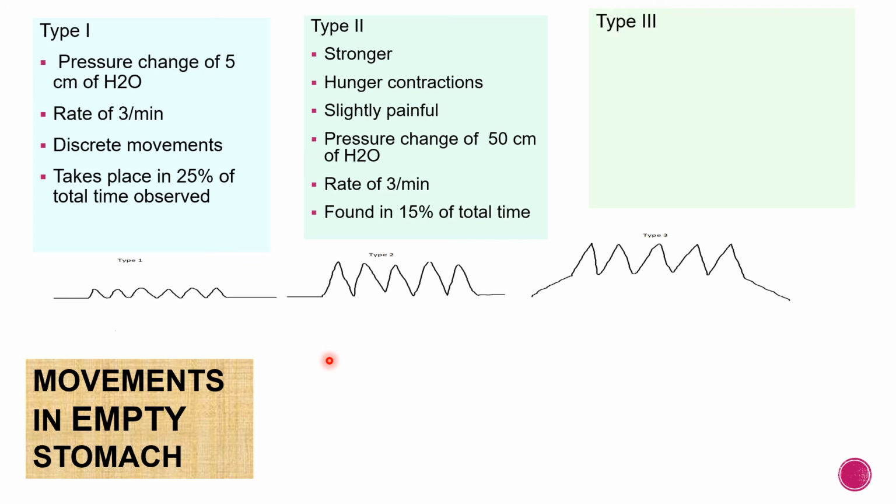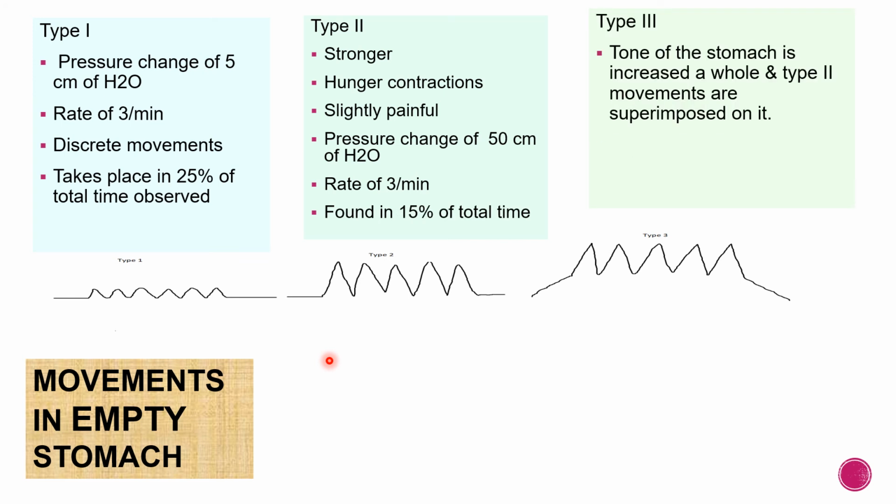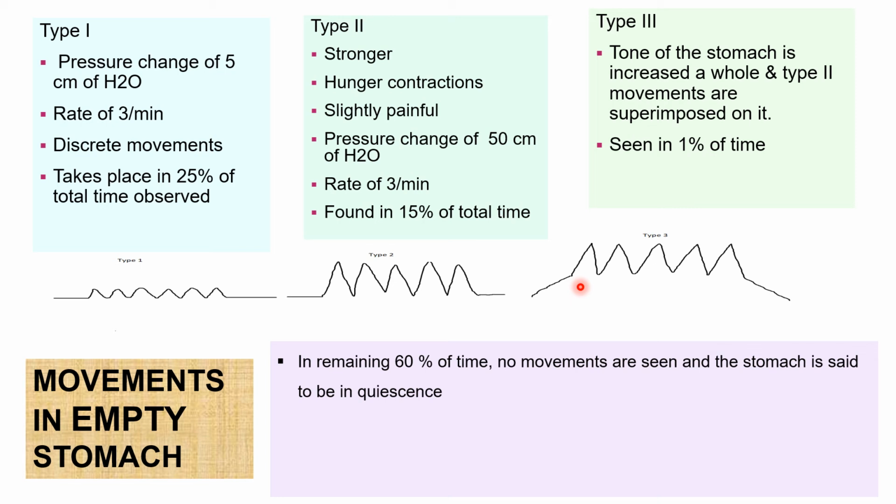Now let's go on to type 3. Here the tone of the stomach is increased. See, the baseline is increased, and on top of that, type 2 movements are superimposed. So the basal tone is increased, and on top of that type 2 are superimposed. This is only found in 1% of the time, so this is rare. So 25 plus 15 plus 1, for the remaining 60% of time, no movements are seen, and the stomach is said to be in quiescence.